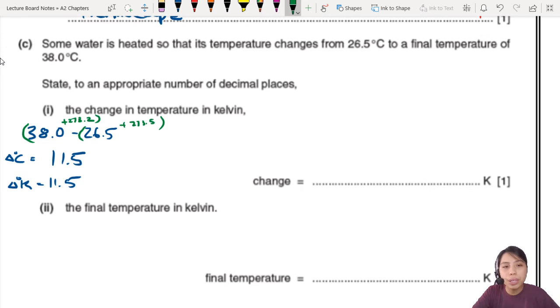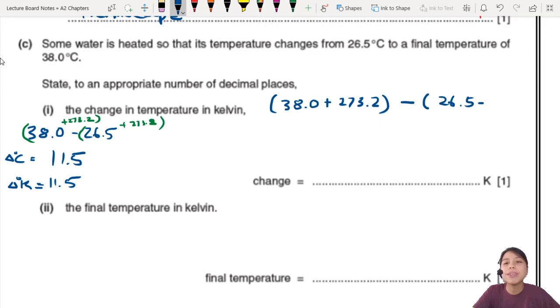So the 273.2 will cancel out, so they don't really matter. But if you want to be very strict and write everything in Kelvin, sure, you can convert and write it out. So if you want to do everything in Kelvin, you've got to convert it first. Then this will be 38.0 plus 273. There's only one decimal place, so we're going to do one decimal place. Minus the other thing, which is 26.5 plus 273.2.